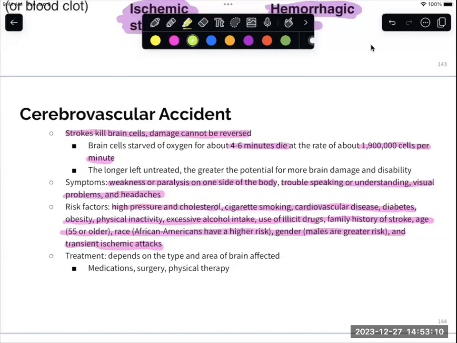But if you've already had one of those, you're more likely to have a cerebrovascular accident. Again, treatment is going to depend on where the damage is. There's different medications that they can use, those anticoagulants, to prevent those blood clots from happening. Surgery is possible, physical therapy. The cool thing with physical therapy is they can retrain a different area of the brain to pick up some of the slack from that area of the brain that got killed off.